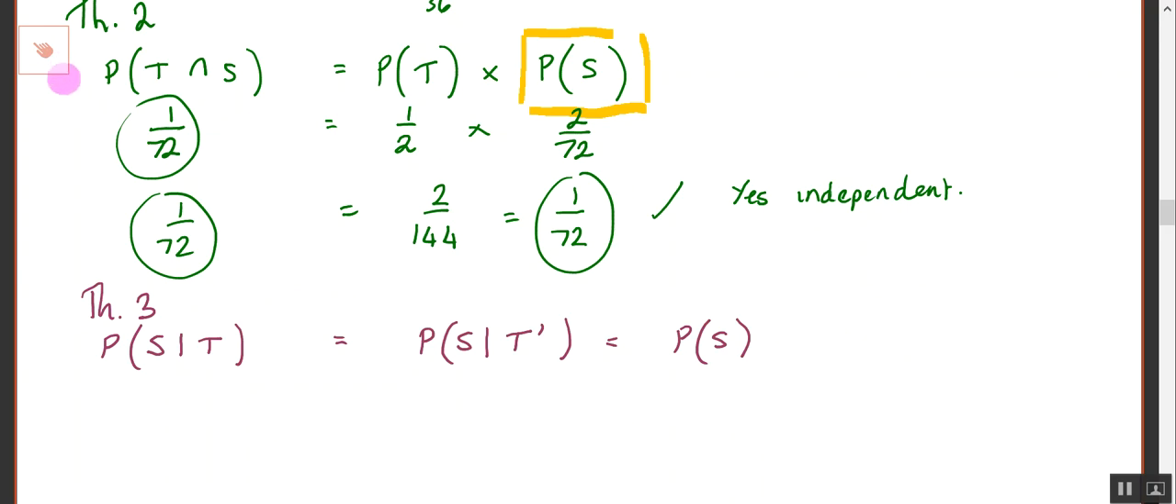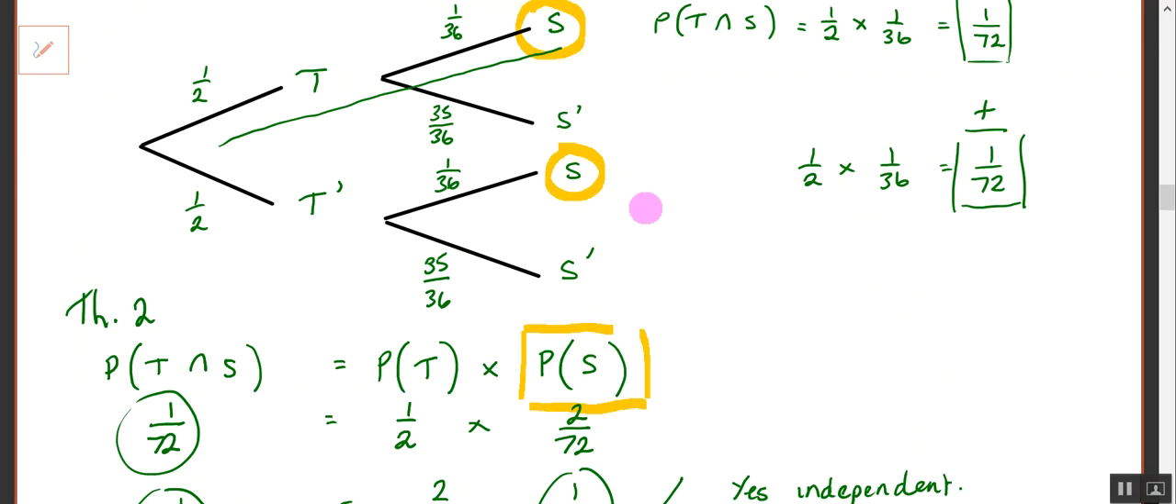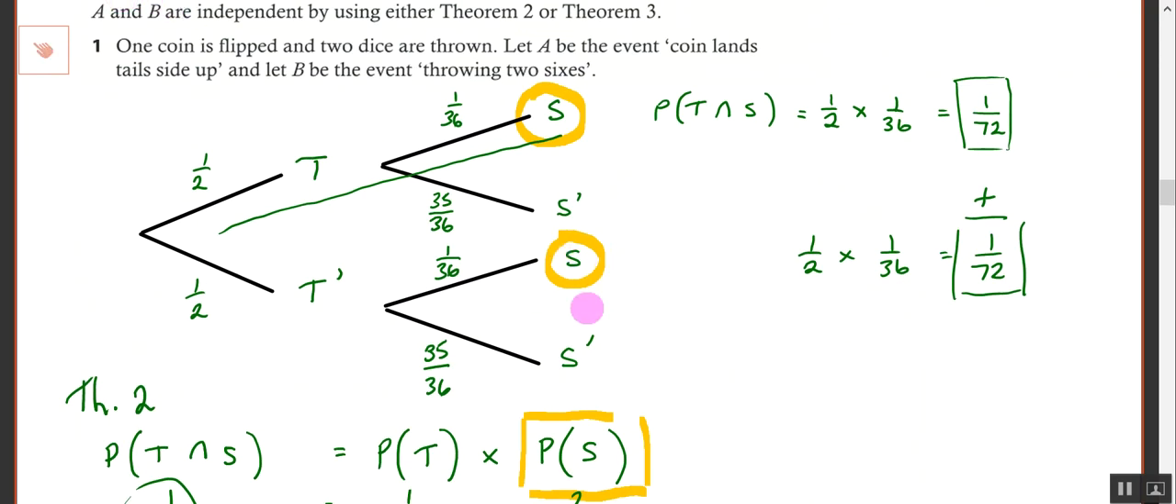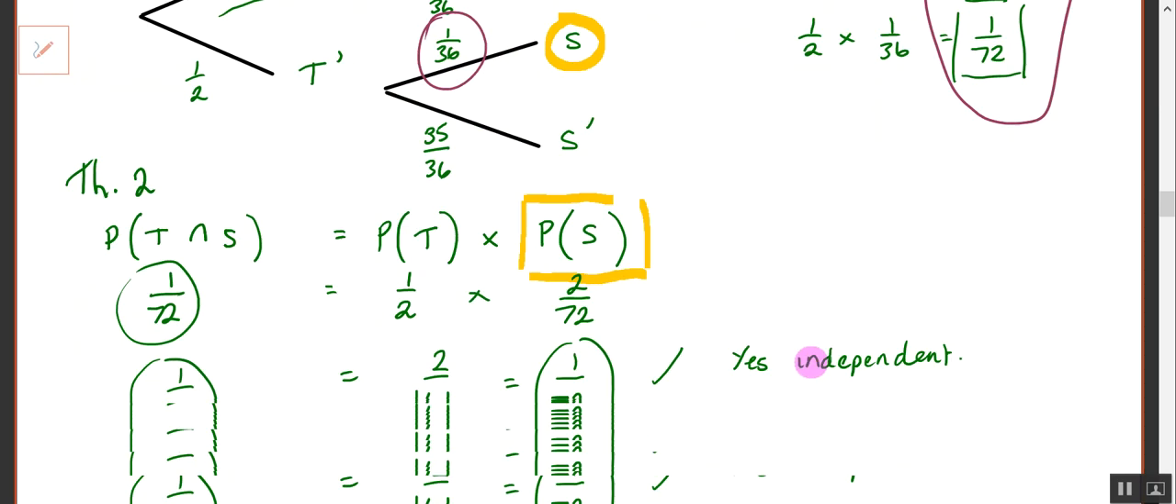So first off, I think this is where it caused a bit of confusion. So this one, two sixes given that I know it was a tail. Where do I get that information from? Yeah. So that's just two sixes knowing that is just 1 from 36. Two sixes, knowing that I didn't get a tail, 1 from 36. What was the probability of getting two sixes? 2 from 72, yeah? So let's just write those down.